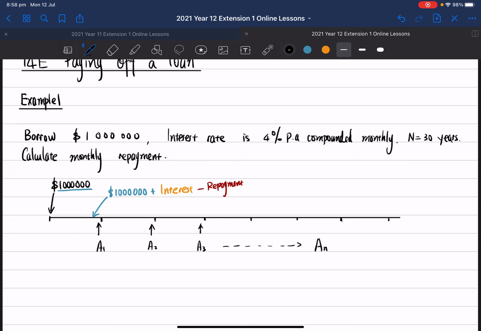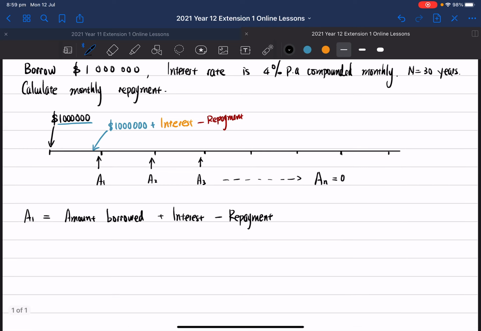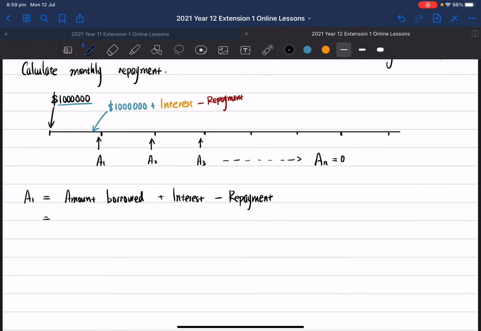Since we already know that A1 is the amount of money you still owe to the bank, A1 is equal to the amount of money that you borrowed, so amount borrowed, plus the interest, minus the repayment. Okay, so based on this formula here, the amount borrowed is 1 million.